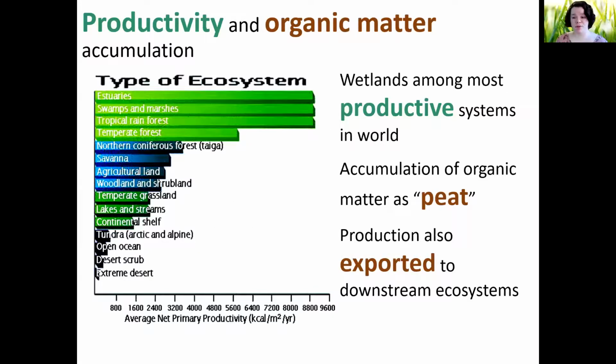Wetlands are among the most productive ecosystems per area in the world. The net primary productivity in swamps and marshes rivals that of tropical rainforests. Some of this organic matter accumulates as peat. When it becomes dissolved, carbon is also exported to downstream ecosystems. So wetlands can be an important source of carbon.